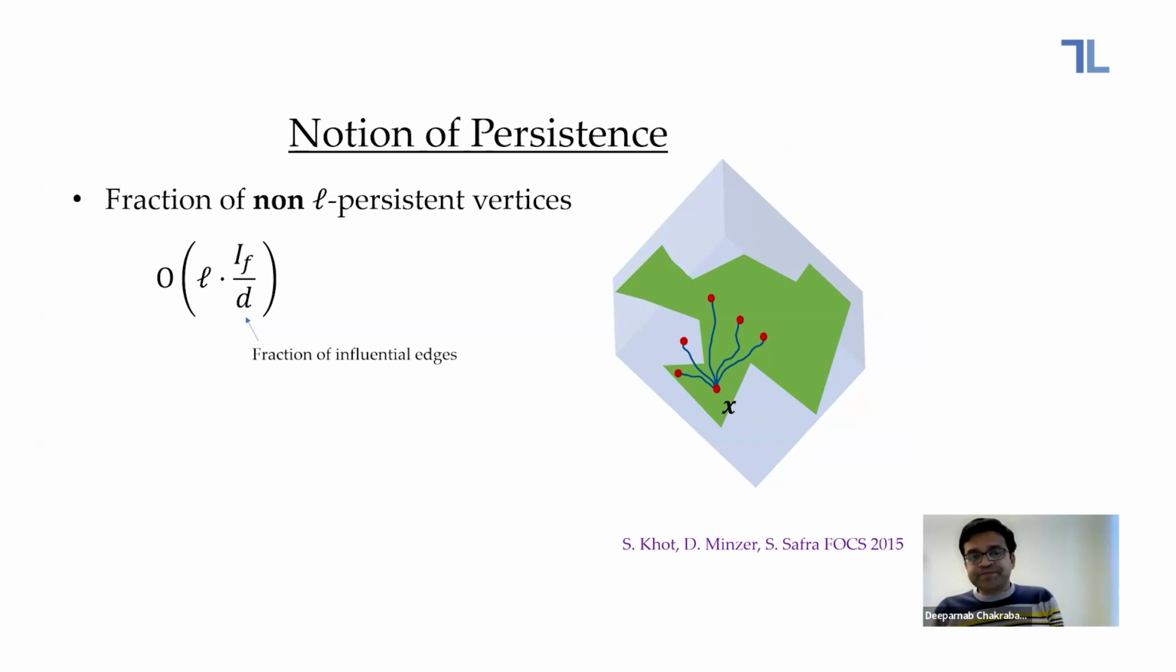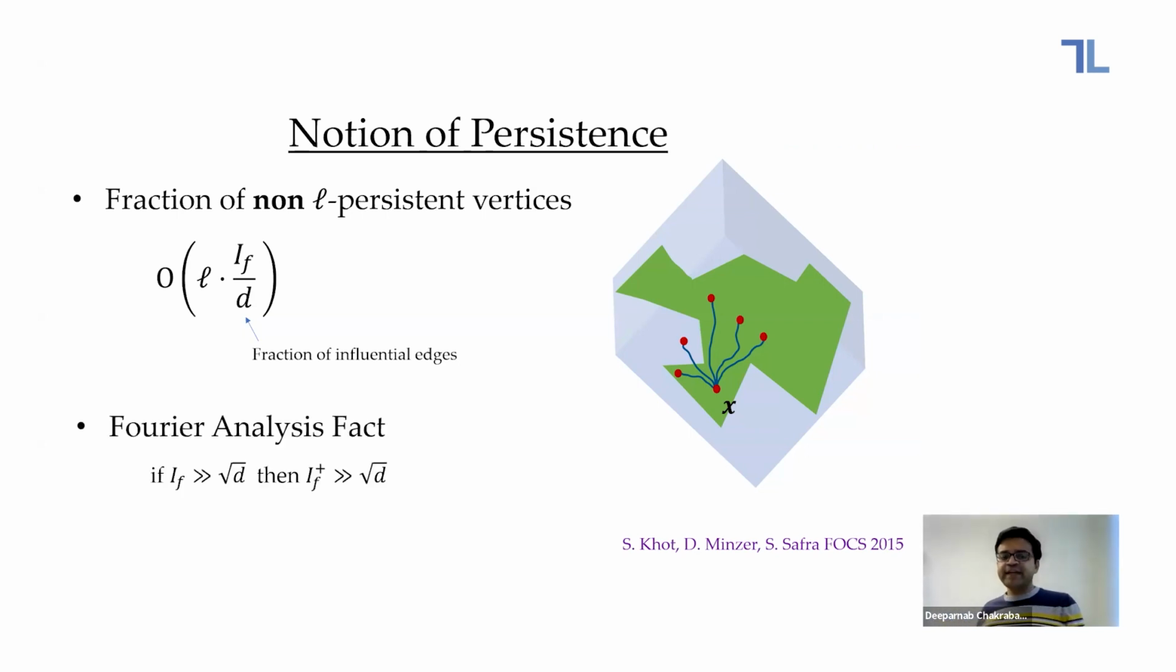Okay. Now, the second fact that KMS notice, so this is actually a Fourier analysis fact, that any monotone function has total influence at most order square root D. It's a classic fact. And what they notice is that there is a slight converse to it, that if the total influence of any function is much, much bigger than square root D, in fact, when I say much, it's like 10 times square root D, then there must be a lot of violating edges. In fact, there must be omega square root D violating edges.